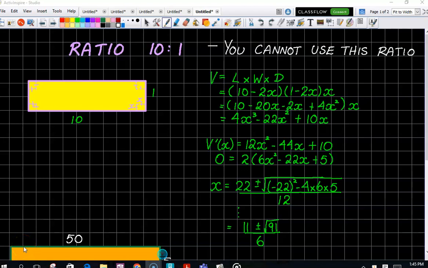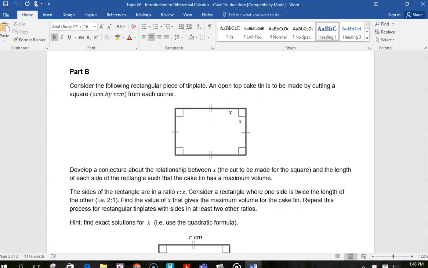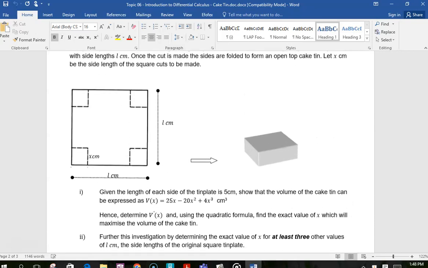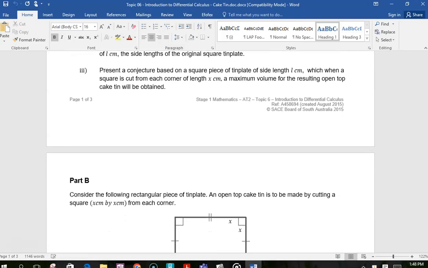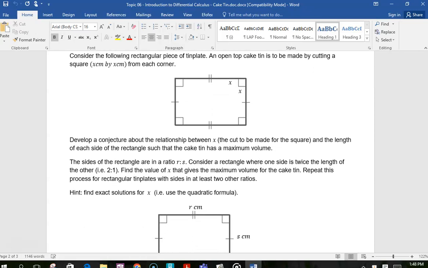Okay, so we're looking at part B of the investigation. Right, so you should have done the part A bit where you had a square tin plate, L by L. So now part B is asking you to do it as a rectangle, and they're suggesting that you do it in a certain ratio. So they've suggested 2:1. Now you could do 3:1, 4:1, 5:1. You could do 3:2 if you want to. I suggest that you choose something :1 to start with, because you have to do at least 2 other ratios.